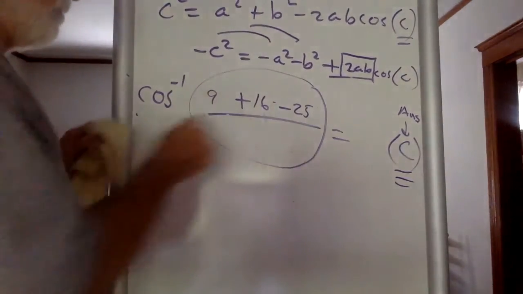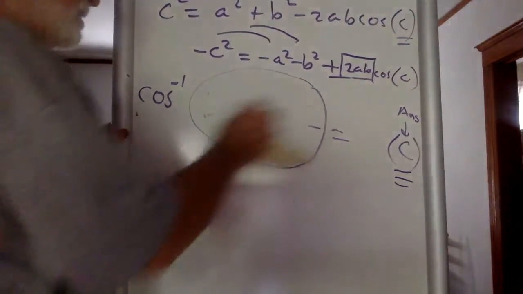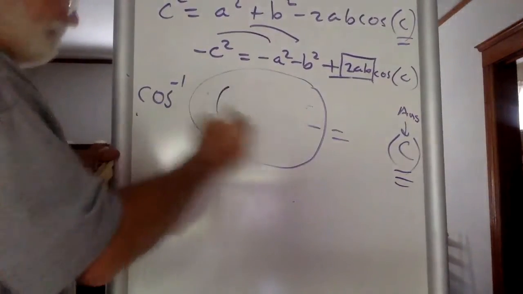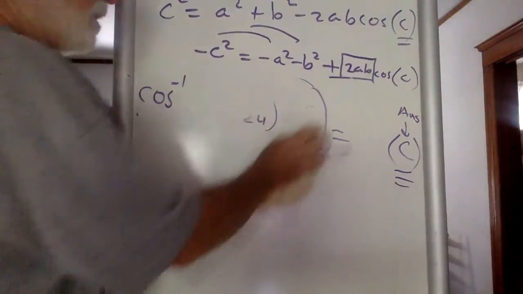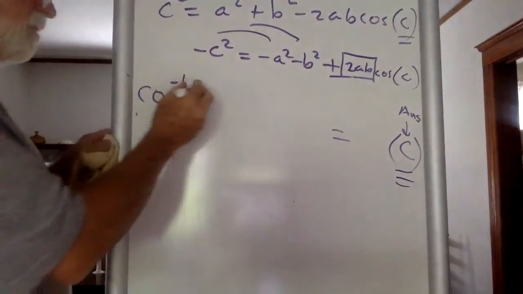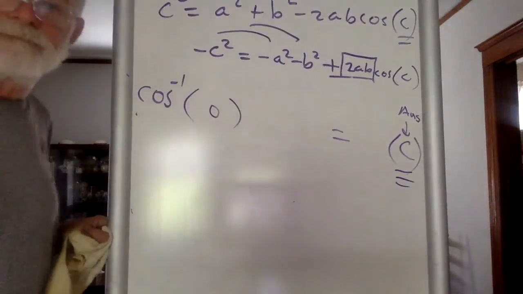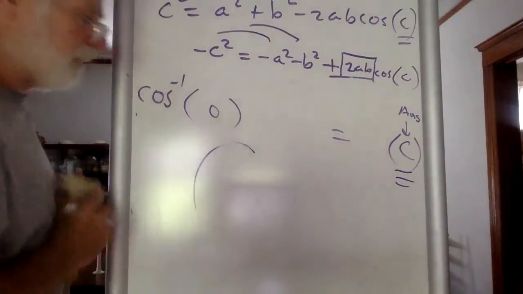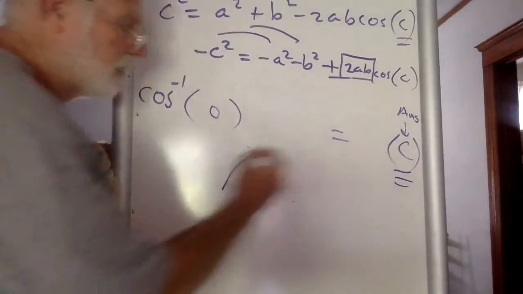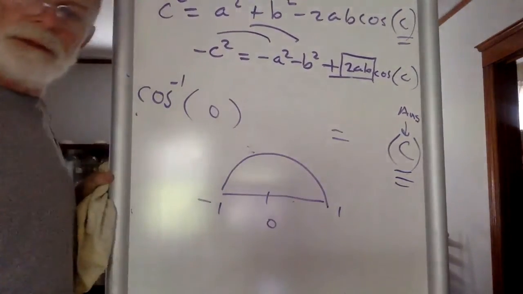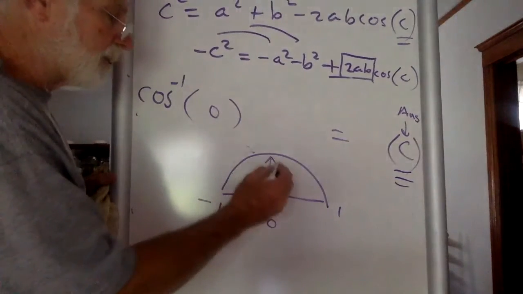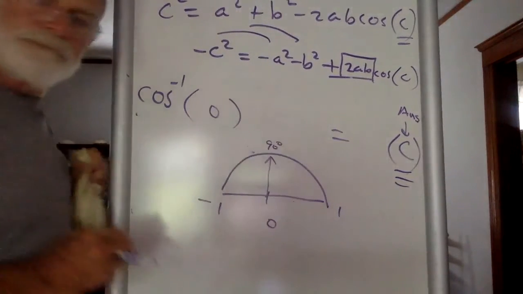So what do we have? We have 0 over 24. And what is 0 over 24? What is 0 divided by 24? That's 0. And what is the arc cosine of 0? Arc cosine is the top half of the circle. It goes from 1 to -1. There's 0. Oh, yes, straight up 90 degrees.